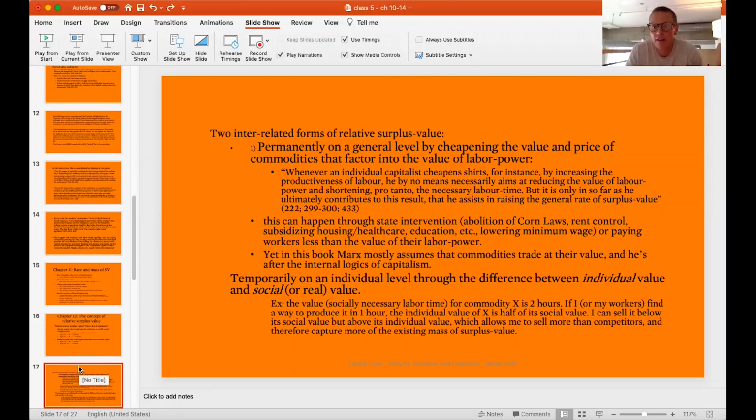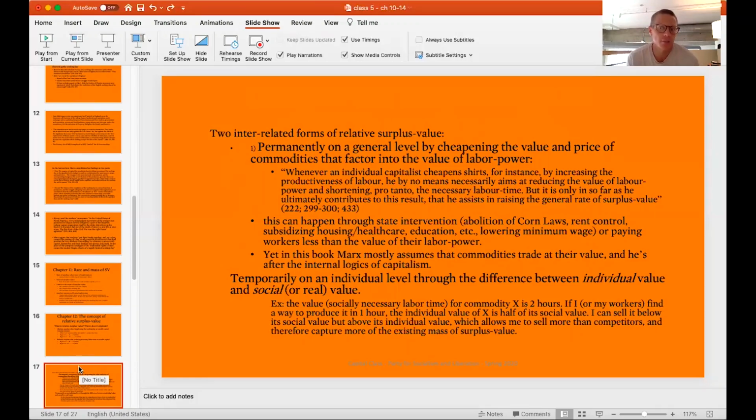So whenever a capitalist reduces the value of the goods that factor into the value of labor power, they'll cheapen the value of labor power, right? And Marx notes this can also happen through state intervention. The abolition of the Corn Laws did this. It can also happen through rent control, subsidizing housing, healthcare, education, lowering the minimum wage, or paying workers less than the value of their labor power.